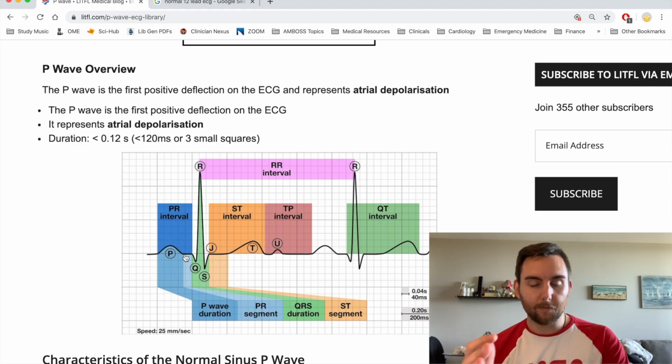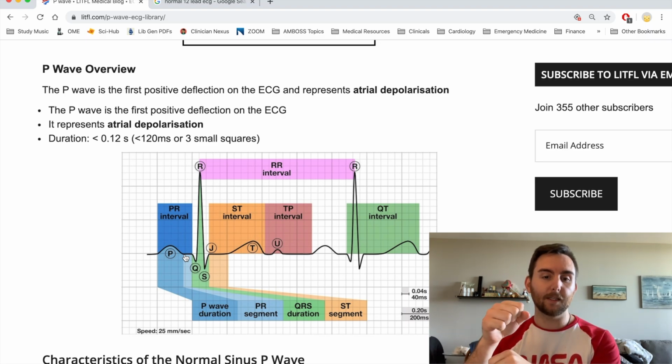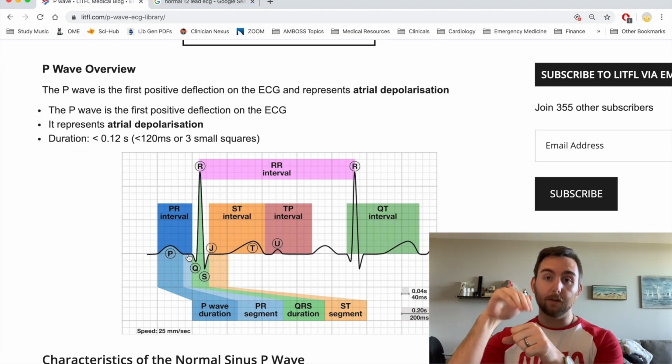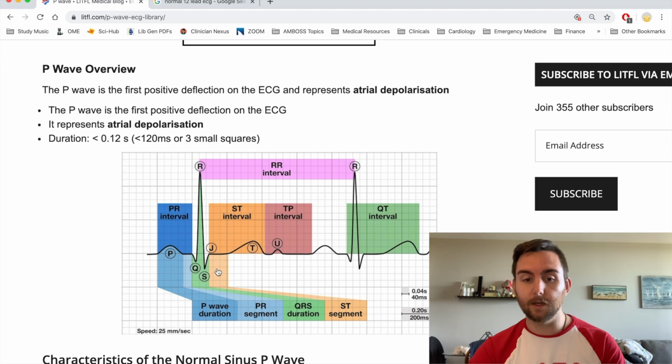So P, what does it represent? It just represents atrial depolarization. You have the four chambers of the heart. When the atria contract, or when the atria depolarize, you get a P wave. Next, as the electrical complex goes down towards the ventricles, you get this QRS complex. It's a big spike. You can see that the amplitude of it in the millivolts we talked about is much higher than the P wave.